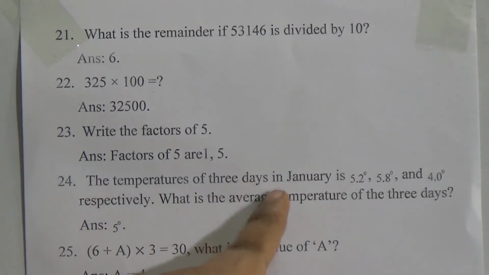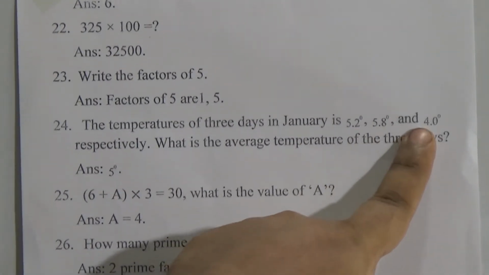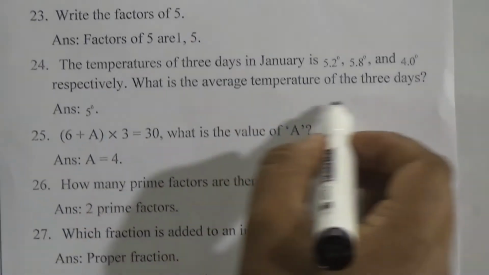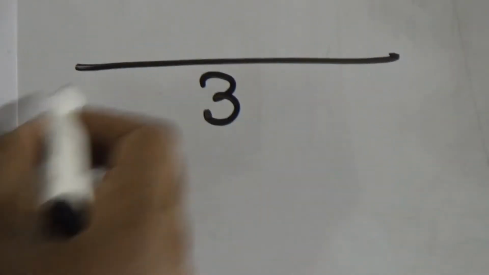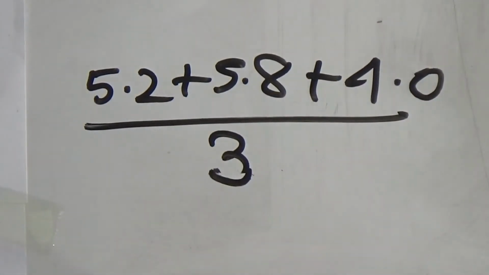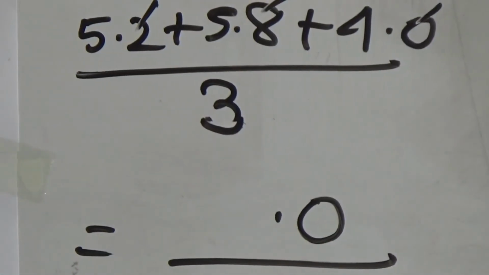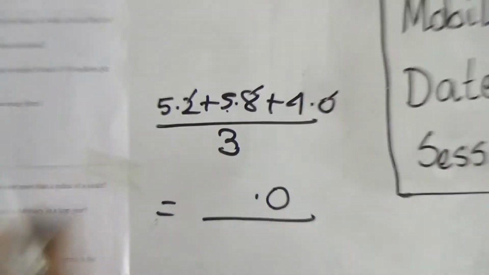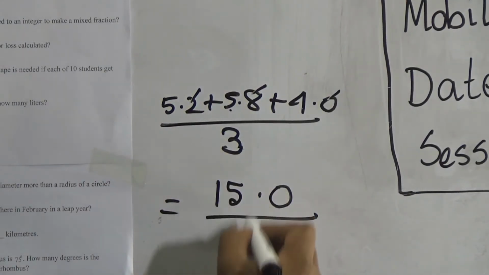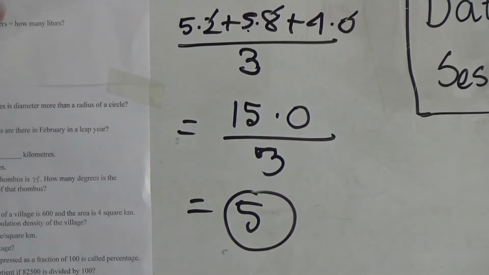Question 24. The temperatures of 3 days in January are 5.2 degrees, 5.8 degrees and 4 degrees respectively. What is the average temperature of these 3 days? Here the number of quantities is 3 and the sum of quantities is 5.2 plus 5.8 plus 4.0. At first we do addition: 0, 8, 2, that means 10. From 10 I write 0 here, carrying 1. 4 plus 5 is 9, 9 plus 5 is 14, 14 plus 1 is 15, and the point is written here. Now we divide this 15 by 3 and we get 5. So 5 is the average temperature of these 3 days. I hope you have understood.